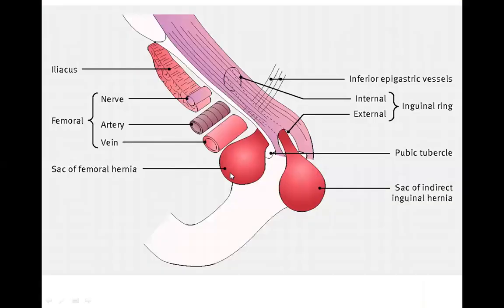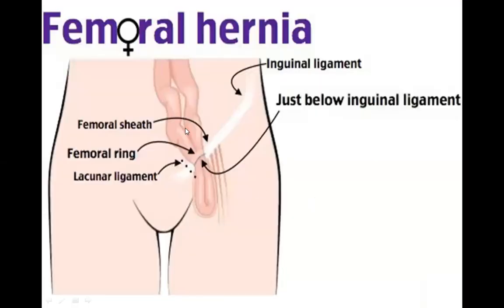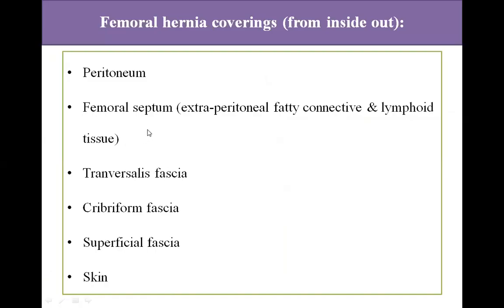So here is the sac of the femoral hernia, which lies lateral and inferior to the pubic tubercle. Here is the pubic tubercle, and here is the sac of the indirect inguinal hernia. So here is the femoral hernia, and here is the lacunar ligament. Here is the femoral ring. Coverings of the femoral hernia from inside out are peritoneum, femoral septum, transversalis fascia, cribriform fascia, superficial fascia, and the skin. So these are the coverings of the femoral hernia.